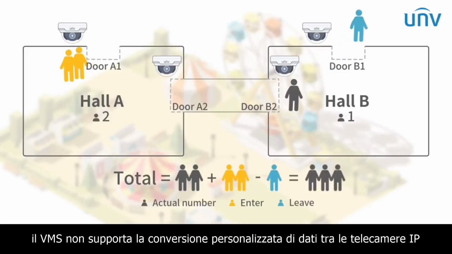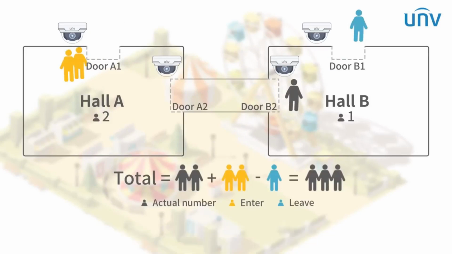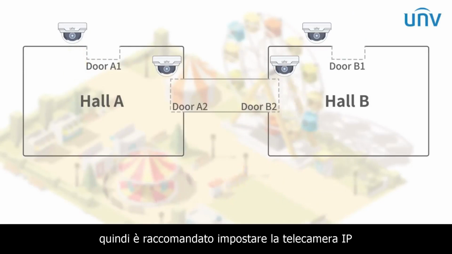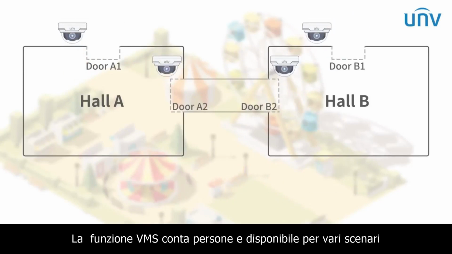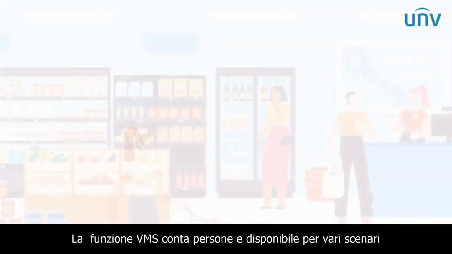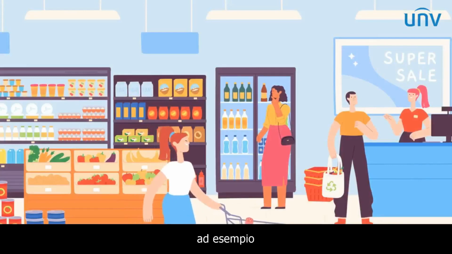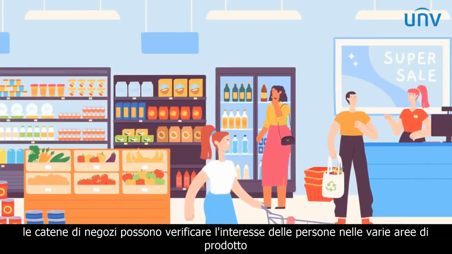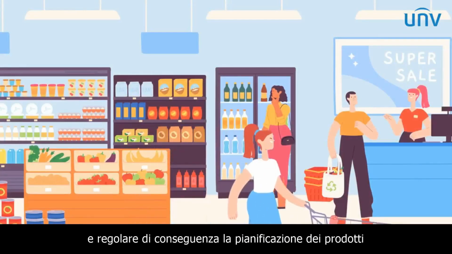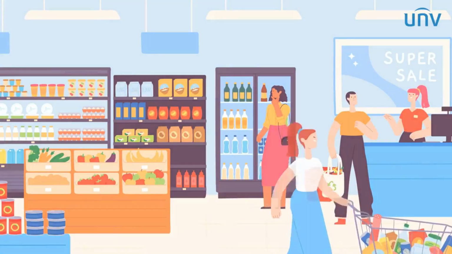Currently, VMS does not support custom data conversion between IP cameras. So it is recommended to set up an IP camera at each entrance of each area. VMS people counting is suitable for various scenarios. For example, chain stores can count the customer's interest in product areas and adjust subsequent product planning.